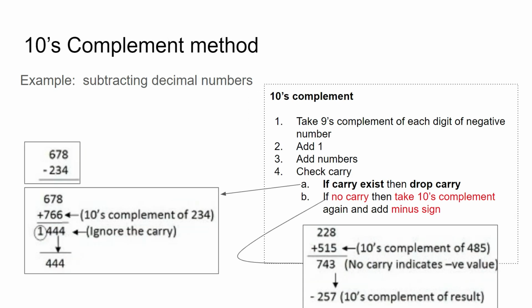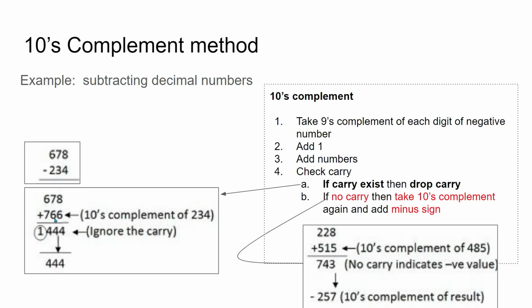Now proceed to 10's complement. This is very similar to the 9's complement. So let's see this example. If we have to subtract 234 from 678, we have to find the 10's complement. 10's complement is nothing but we have to find the 9's complement, and we have to add 1 to it. So we got 766.